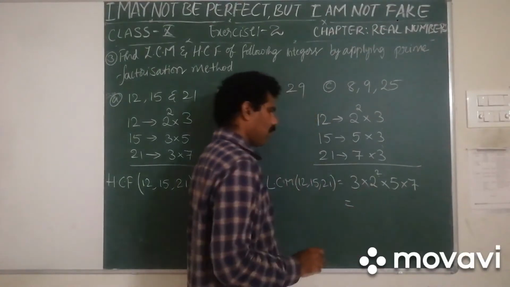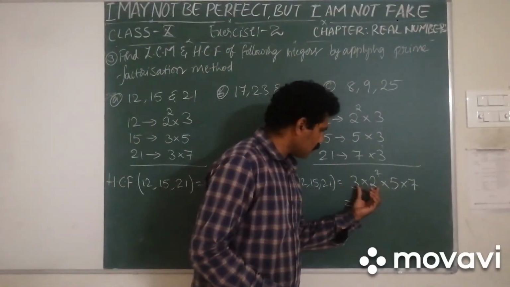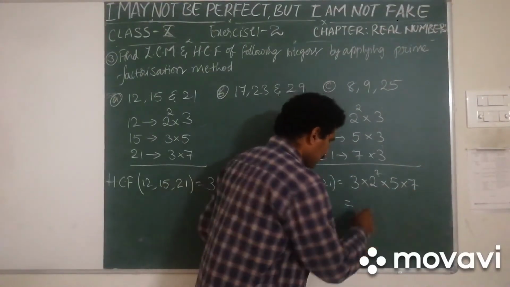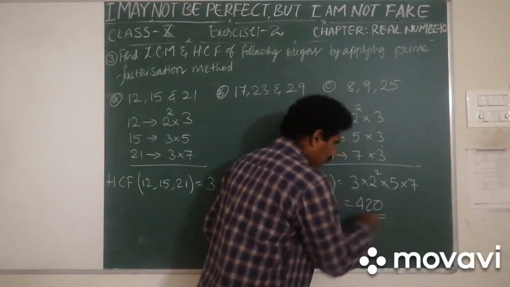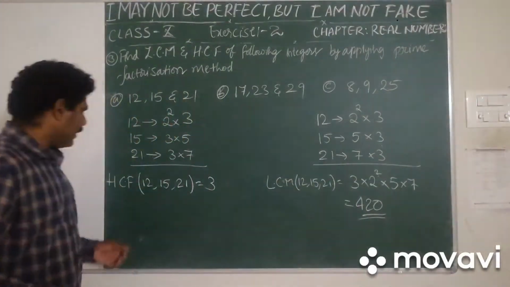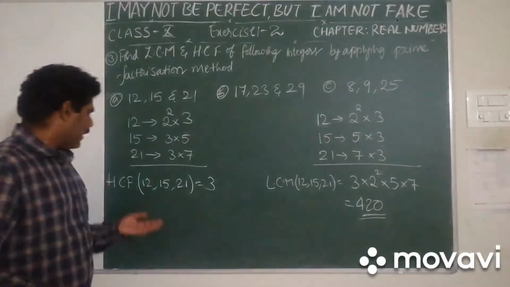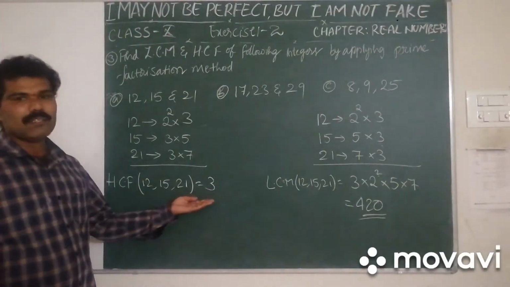So what is the value of this? 3 4s are 12, 12 5s are 60, 60 7s are 420. Now the LCM of 12, 15 and 21 is 420. The HCF of 12, 15 and 21 is 3.